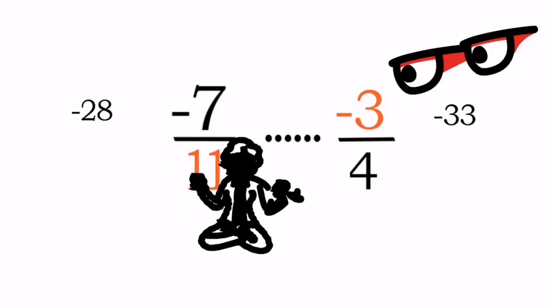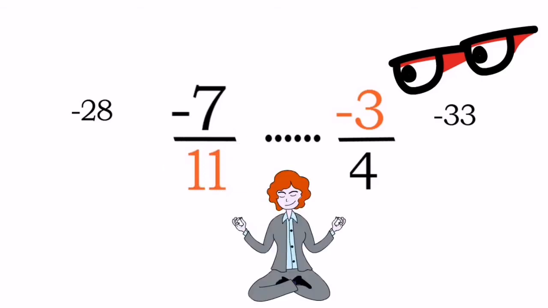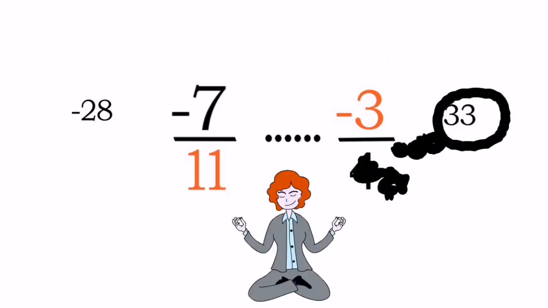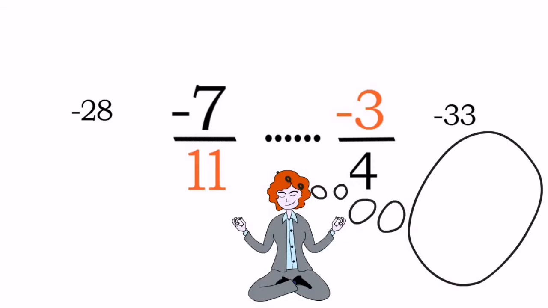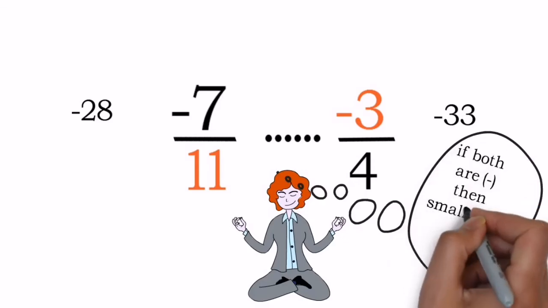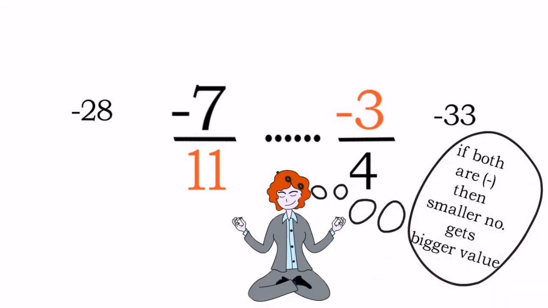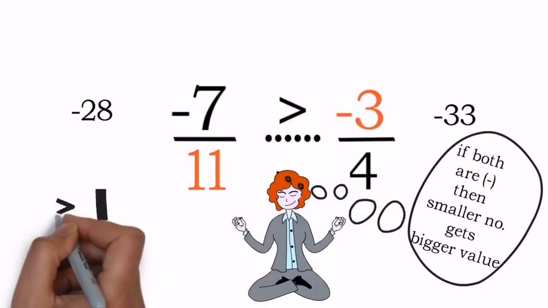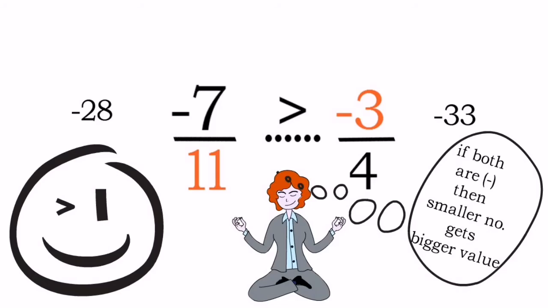Now think about the rules. What we had learned about the rules. If there are two negative numbers in the comparison, now presently over here -28 and -33, the smaller number gets the bigger value. So -28 will be given the bigger sign, and that makes -7 upon 11 the greater fraction. I hope you have understood it. Let's try it with one more example.